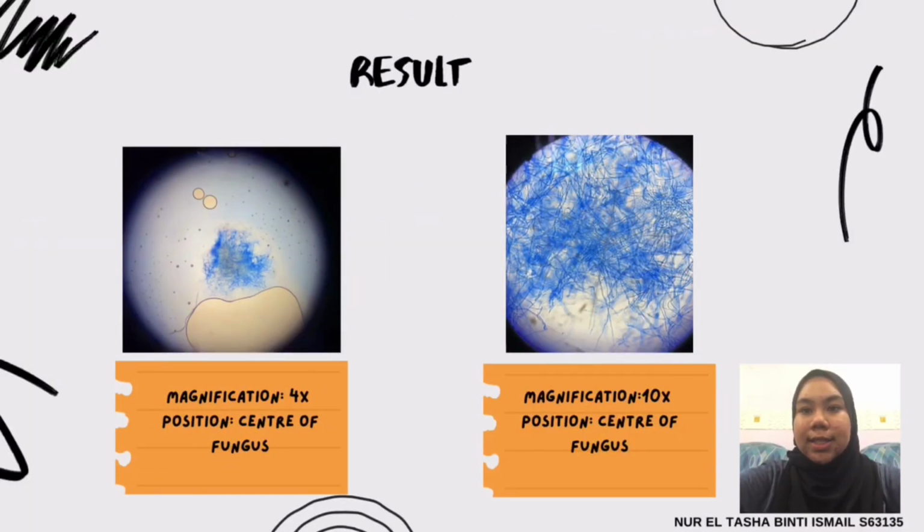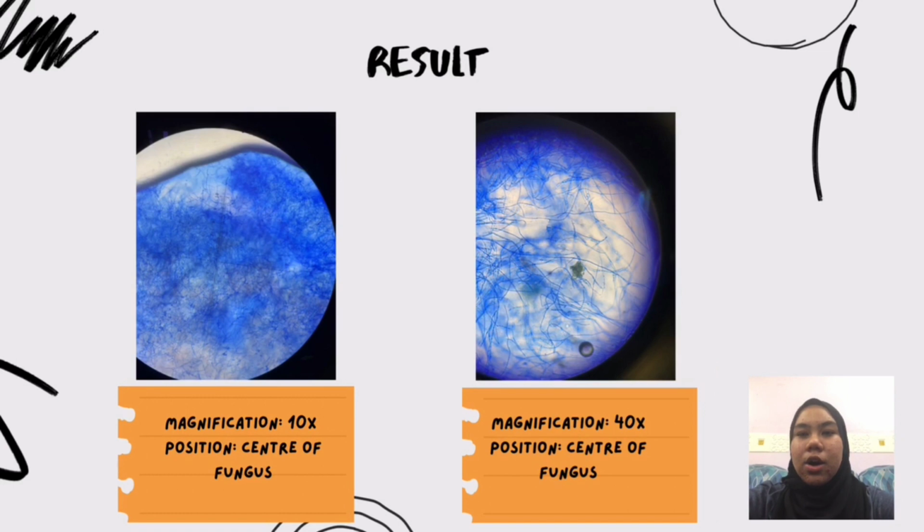For the result of fungal staining, on the left side is the result for magnification 4 times, and the position is at the center of the fungus. As you can see, the right side is magnification 10 times, and the position is at the center of the fungus. On the left side is magnification of 10 times, the position is at the center of the fungus, while on the right side is magnification 40 times, and the position is also at the center of the fungus.